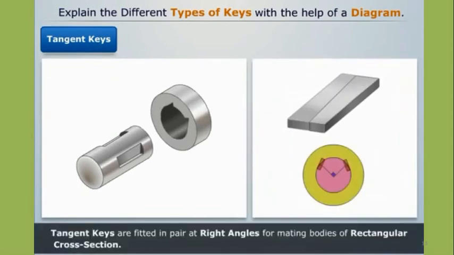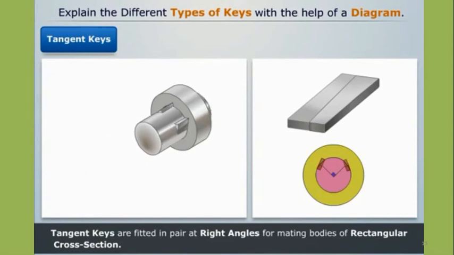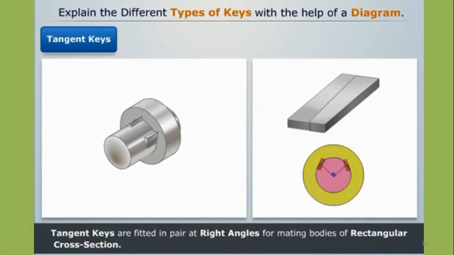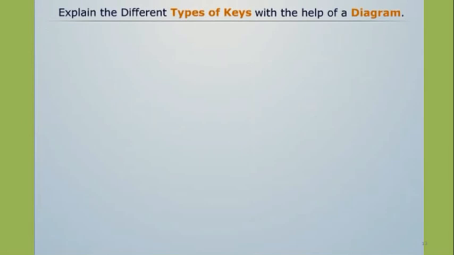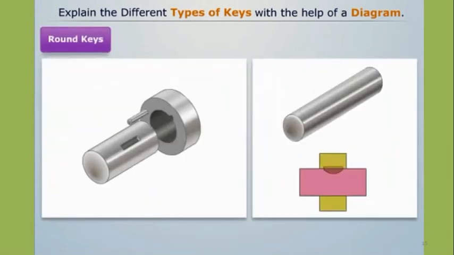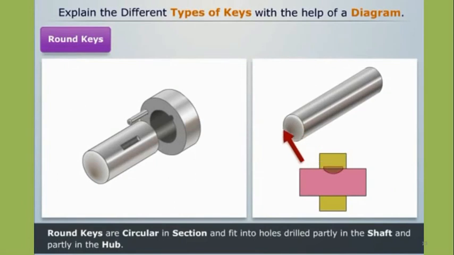Tangent keys are fitted in pairs at right angles for mating bodies of rectangular cross-section as shown. Each key has one inclined side face whose inclination, that is, taper, ranges between 1:60 and 1:100. With its inclined surface turned towards each other, the keys are driven into inclined key slots and hub keyways. Each key withstands torque in one direction only. Round keys are circular in section and fit into holes drilled partly in the shaft and partly in the hub.